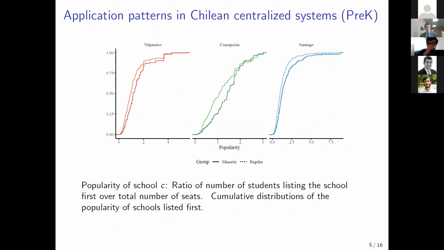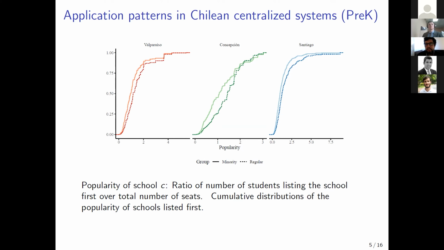I also have here some graphs showing application patterns in the Chilean centralized systems. Here I have data from the 3 main cities, Valparaíso, Concepción, and Santiago. For each school c, we compute the popularity of the school as the ratio of the number of students listing the school first over the total number of seats. So we are going to have some schools that are super popular, other schools are not very popular.